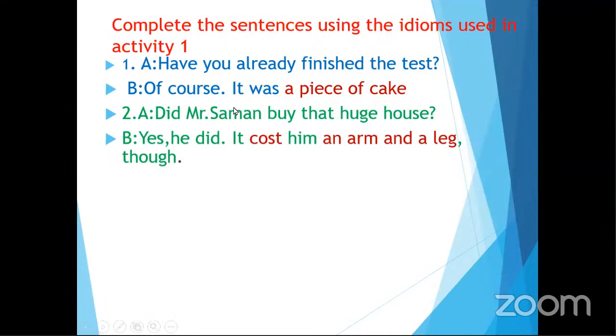Let's look at the second one. Did Mr. Saman buy that huge house? Huge house. Very, very big. Yes, he did. It cost him an arm and a leg. That means he had to spend a lot of money. The house was huge as well as very expensive. Okay, dear students, cost an arm and a leg means very expensive.